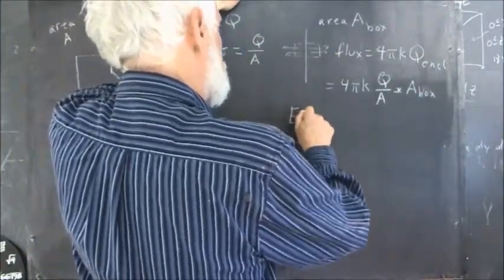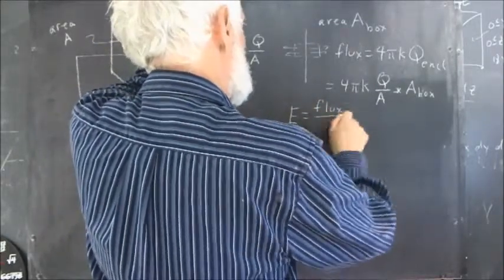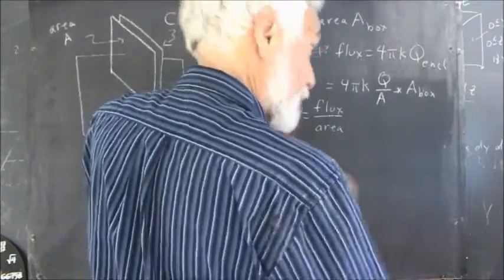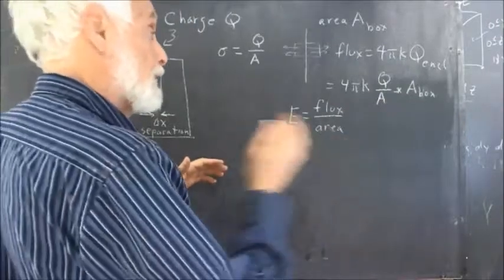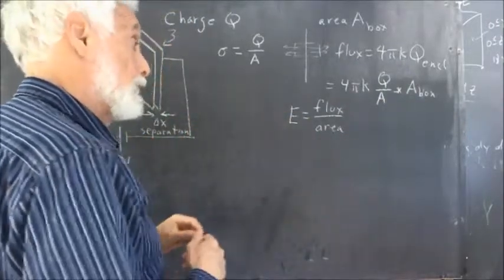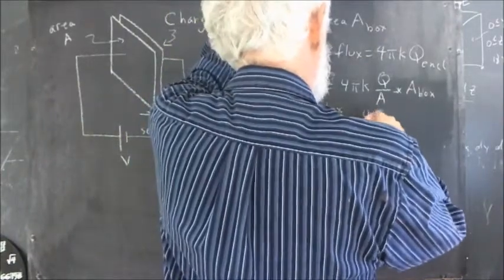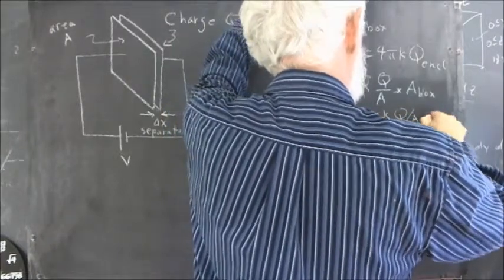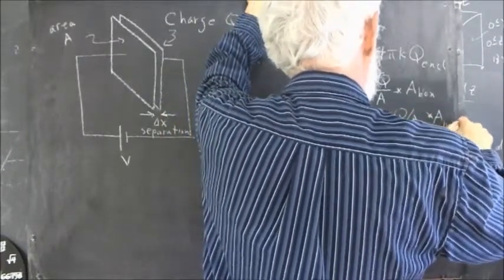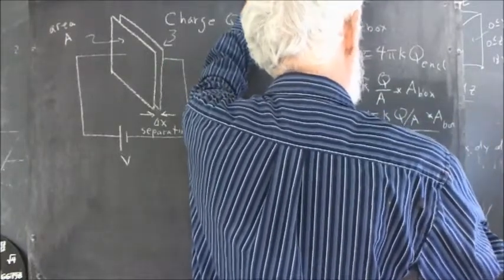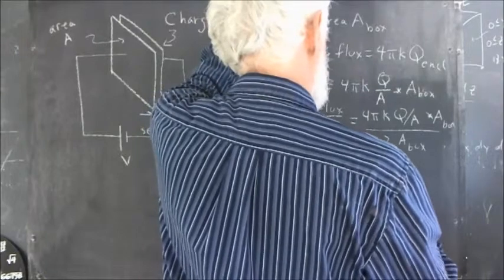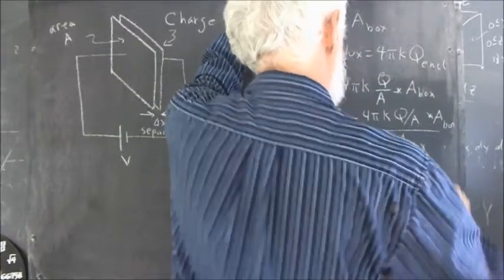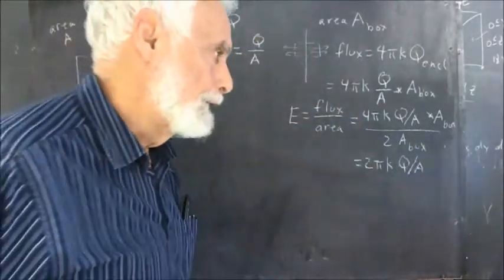The electric field then is flux over area, where it's understood that the area is the area through which the field escapes the box. That's the sum of the areas of the two ends, because it escapes through both ends. So that's going to be 4 pi k Q over A times area of the box divided by twice the area of the box, which equals 2 pi k times Q over A. So here's the electric field between the plates.